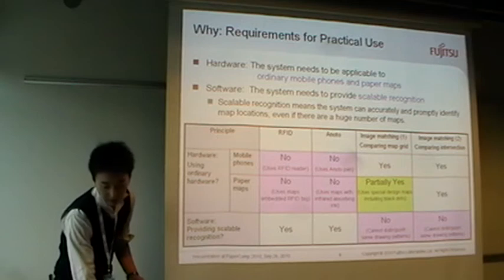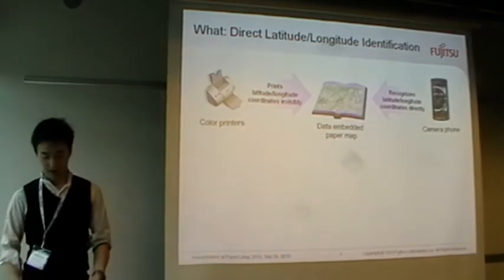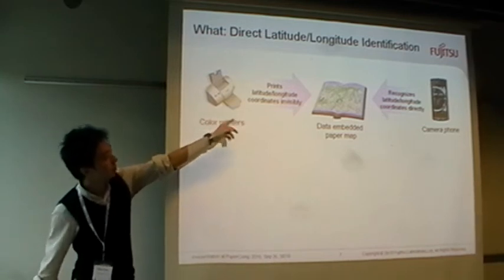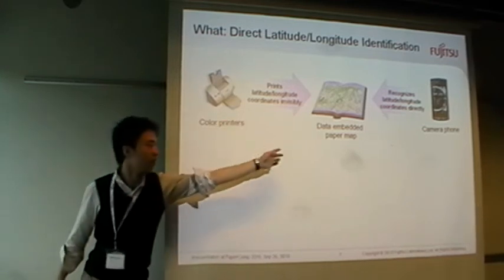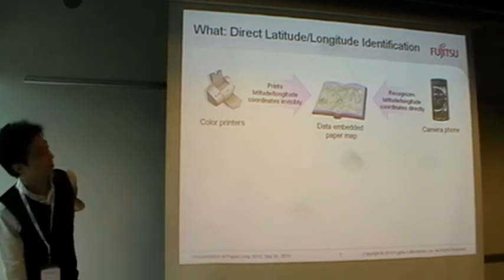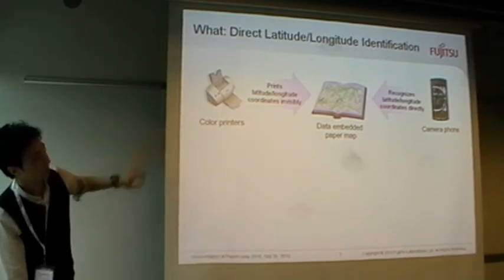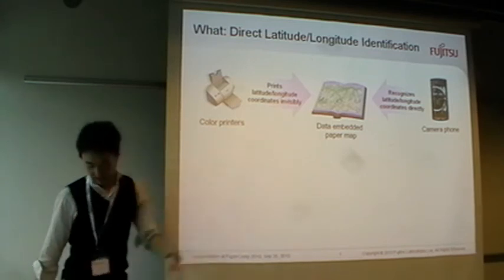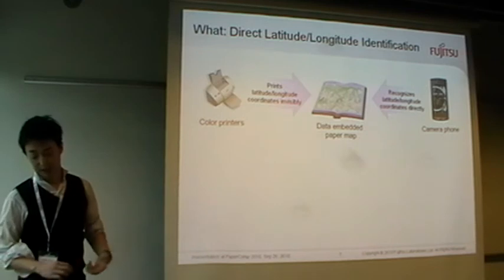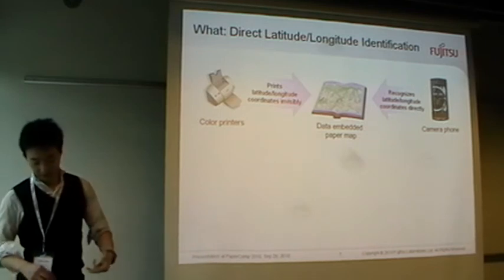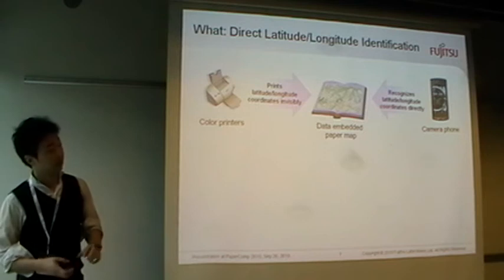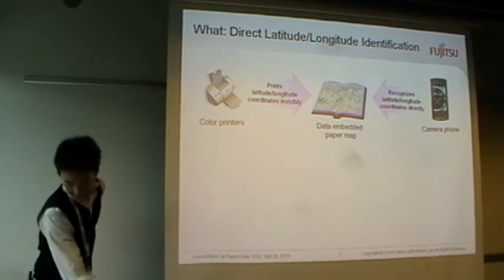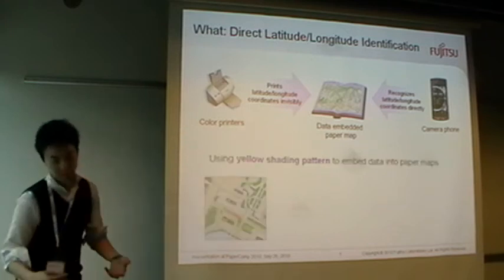Towards these requirements, our approach is to embed the latitude and longitude coordinates invisibly and print them on paper maps. And the camera phone recognizes the latitude and longitude coordinates directly. That means recognition works in a standalone fashion, and it doesn't match the camera images with stored data. And for invisible data embedding, we use a yellow shading pattern.